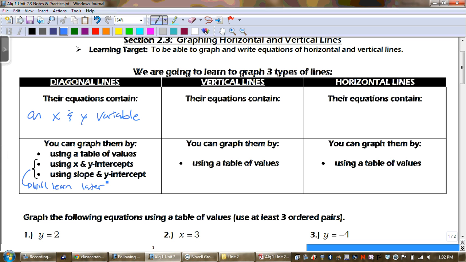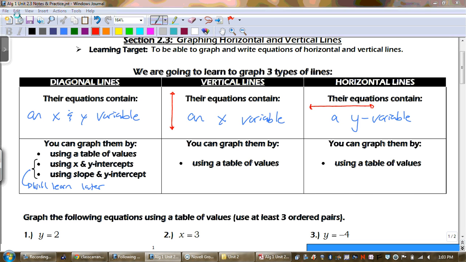Now, a vertical line, their equation only has an x variable. Now, a vertical line is straight up and down. Vertical line always straight up and down. And a horizontal line has a y variable. And a horizontal line goes from side to side.